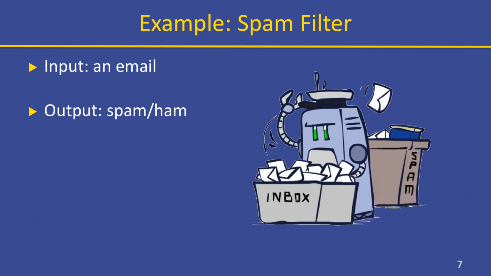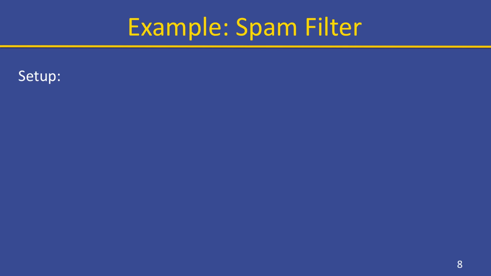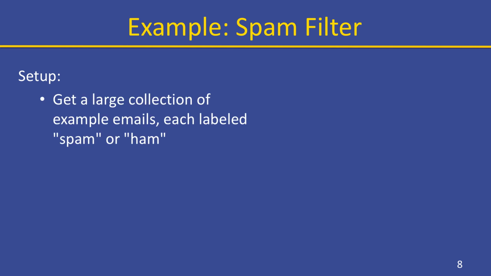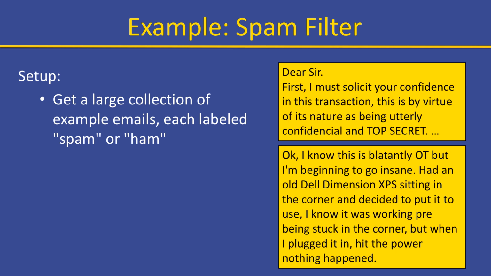Let's take a closer look at spam detection. Our goal is to have some program that takes as input an email message. The program must be able to associate one of two labels, spam or ham, with the input email message. So how do we get there? We start by acquiring a large number of example emails. These emails must all be already labeled ham or spam. So someone had to read all these emails and label them for us. That's a lot of work. We assume that this has been done for us.